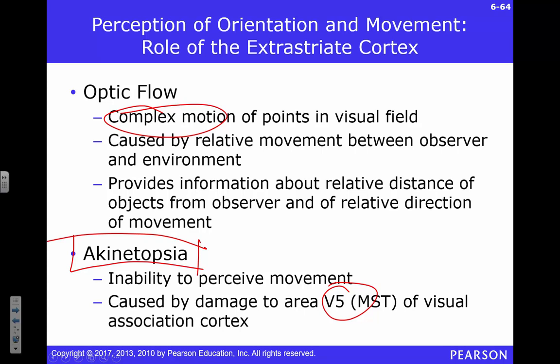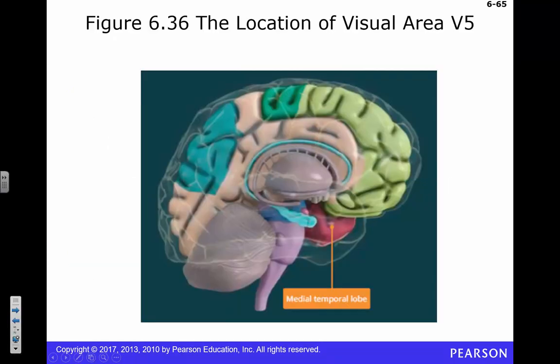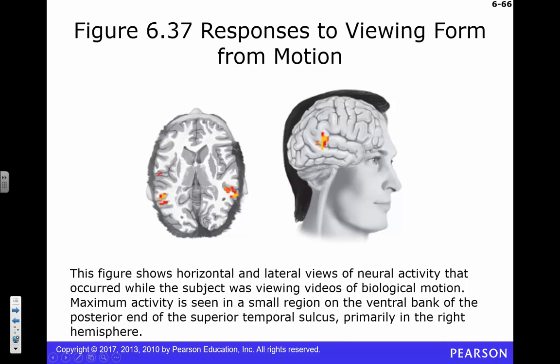I think the moral of the story is don't hit yourself in the head, right? Because you could cause brain damage, and you could lose the ability to see motion. I think that's reasonable advice, right?